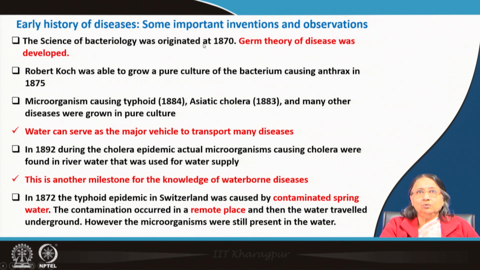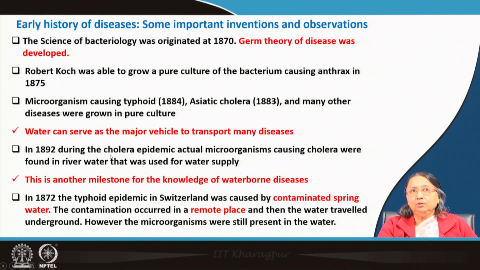The science of bacteriology originated in 1870, and the germ theory of disease was developed. The famous person Robert Koch was able to grow a pure culture of the bacterium causing anthrax in 1875. Then the microorganism causing typhoid in 1884, Asiatic cholera in 1883, and many other diseases were grown in pure culture. So, microorganisms were grown in pure culture, and it was also known at that time that water can serve as a major vehicle to transport many diseases.